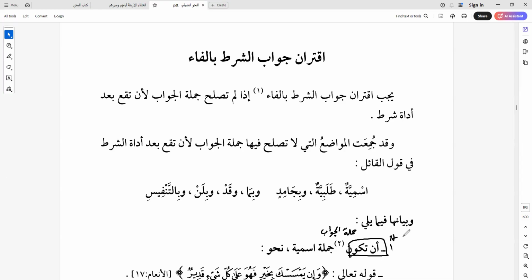It must be, right? The "it" refers to the jumlatul jawab. أن يكون جملة الجواب جملة اسمية. The jumlatul jawab must be jumlatul ismiyya. Now, let's look at it. Key example from the Quran, as always.